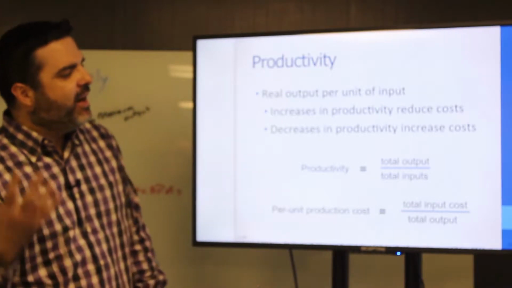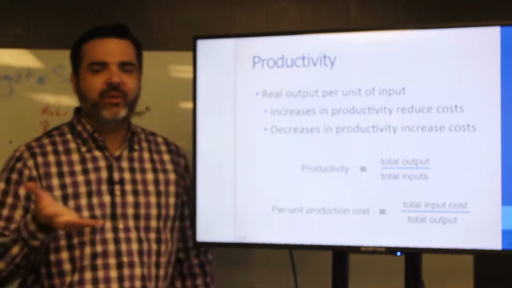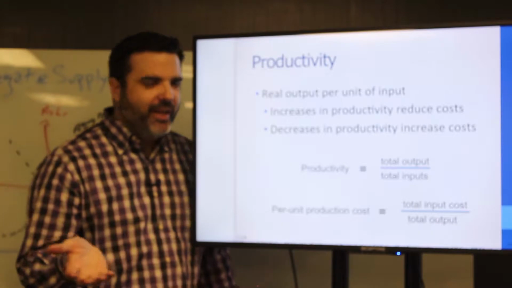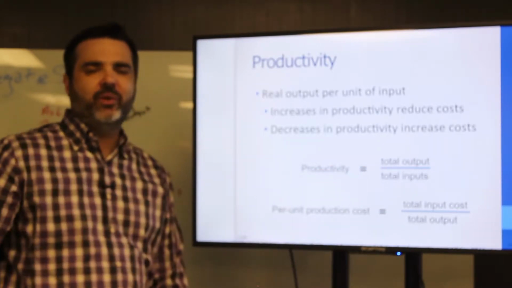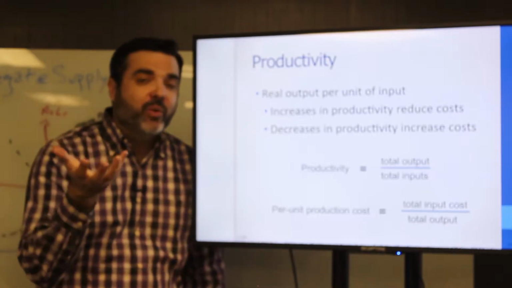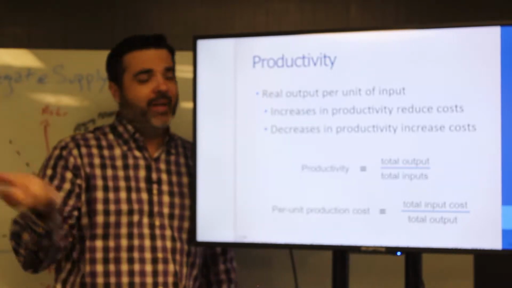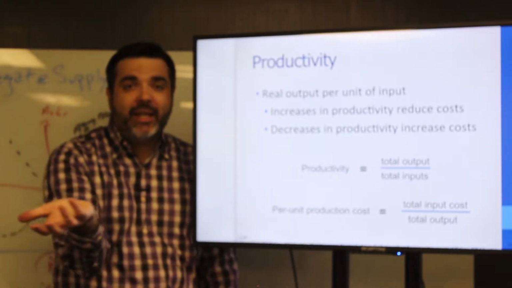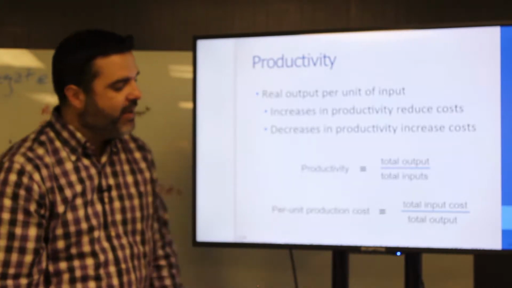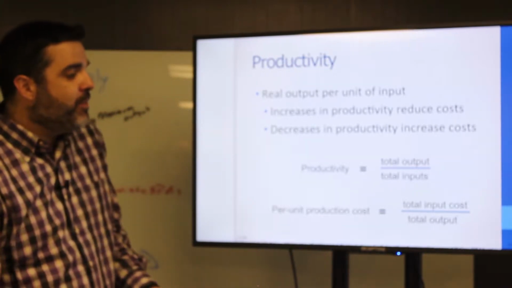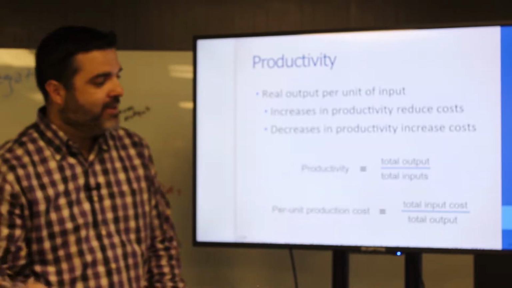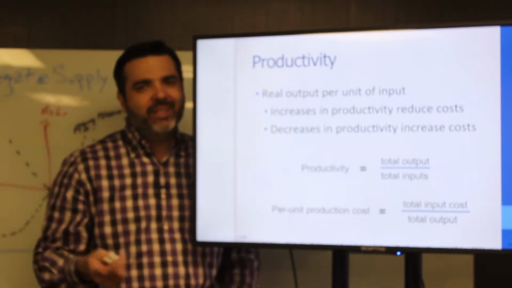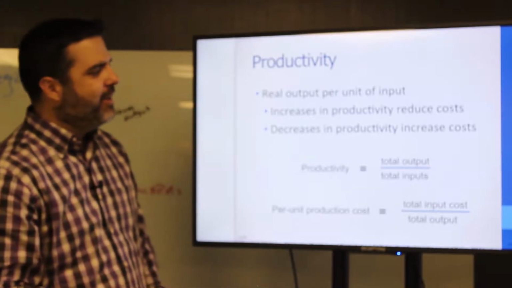So how do we figure out productivity? Well, it's a pretty simple equation. You guys can figure it out on your own. It's just total output divided by total input. So how much money do I get out of everything I make versus how much money does it take to make it? That gives me my total productivity, or total per unit production cost, total input cost versus total output cost. It's pretty simple math. You guys got this one.